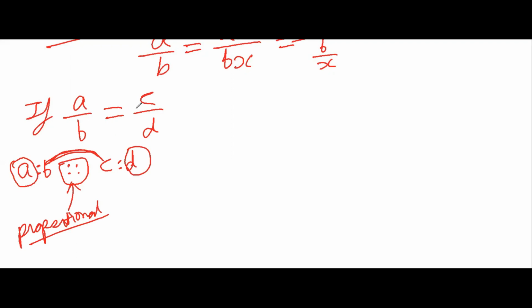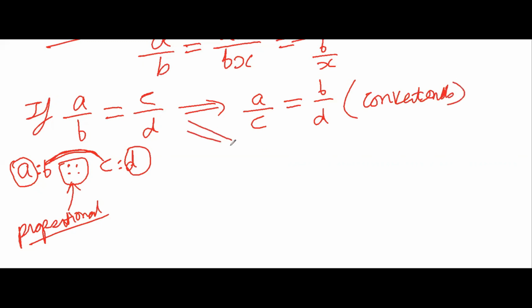Fine. If you have A by B is equal to C by D, you can write this as A divided by C is equal to B divided by D. What you have done is simply taken this B there and brought this C down. This is known as, oh sorry, not invertendo. This is known as convertendo.